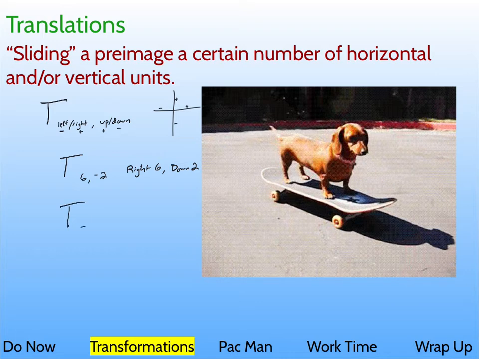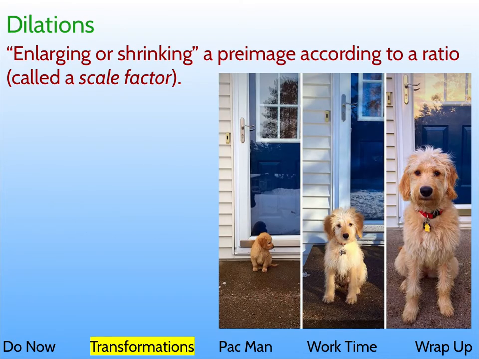Or if you have a translation of (-3, 4), it means it goes left 3 and then up 4. And the last one we're going to deal with is dilations. So dilations is either enlarging a shape or shrinking a shape according to a certain ratio, which is called a scale factor. We're going to get into that in a much bigger way in the next couple of units.